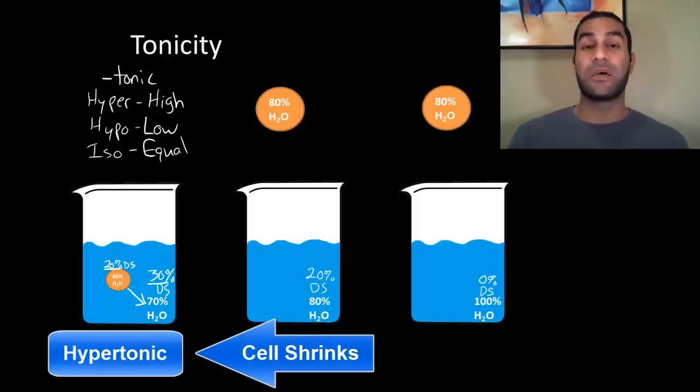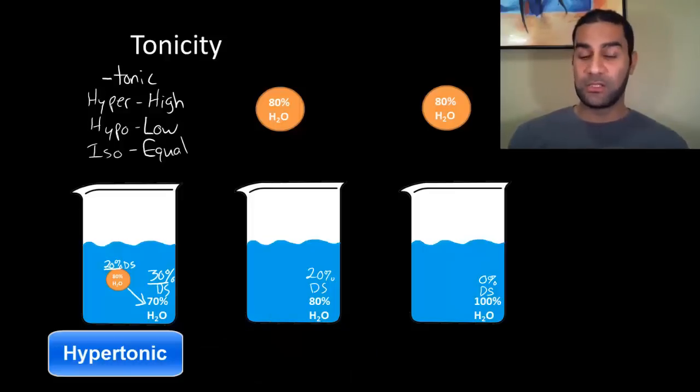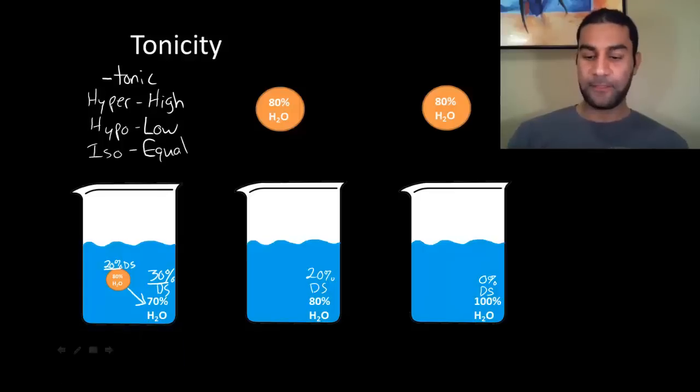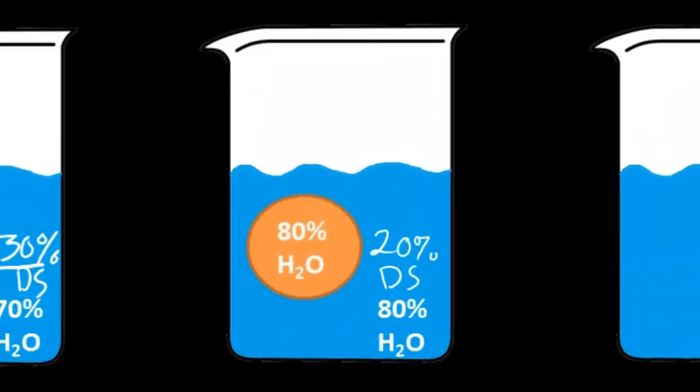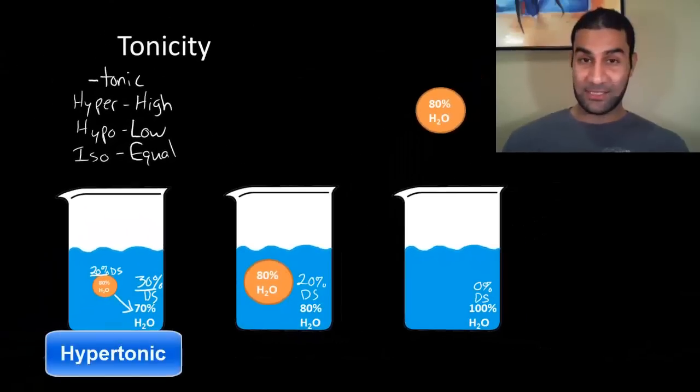So in a hypertonic solution, the cell is going to shrink. Let's look at the middle cell. This middle cell has the same 80% water percentage that is inside of the solution. So both the solution and the cell are sitting at a 20% concentration of dissolved substances and an 80% concentration of water. So in this case, which way would I draw my concentration gradient?